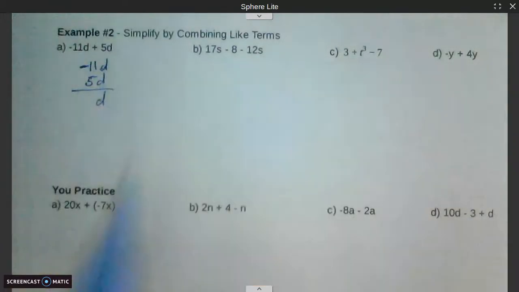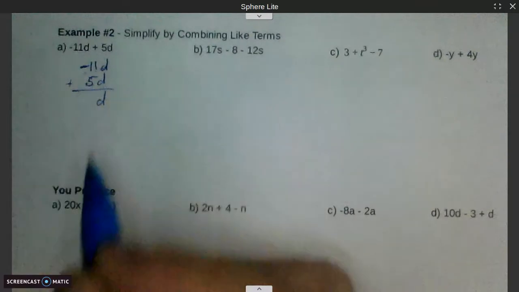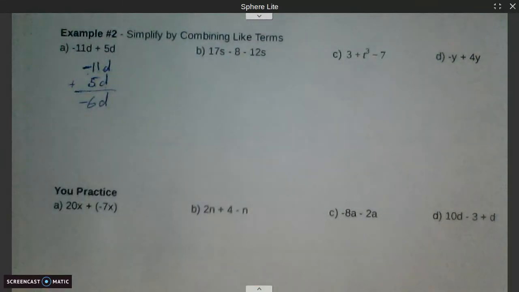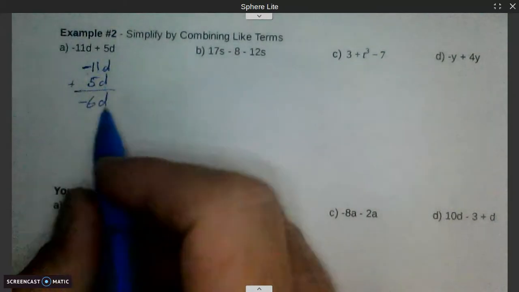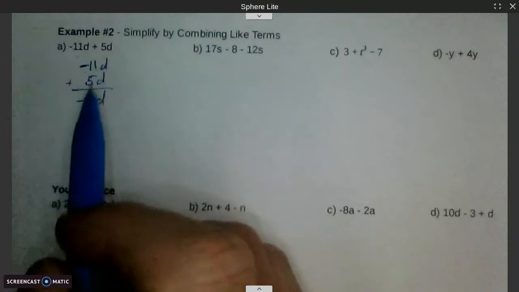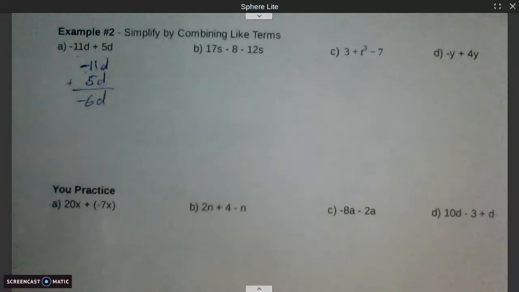So my d's remain the same. Now I'm just going to take negative 11 and add 5. So negative 11 plus 5 is negative 6d. Now that requires a little bit of work, and a lot of people might not want to go through that effort, so they might just say, hey, negative 11 plus 5 is negative 6, and I know that they both have a d, so it will be a d result.